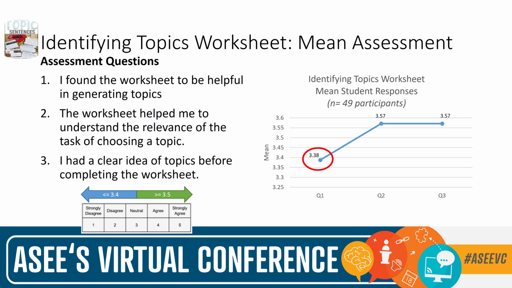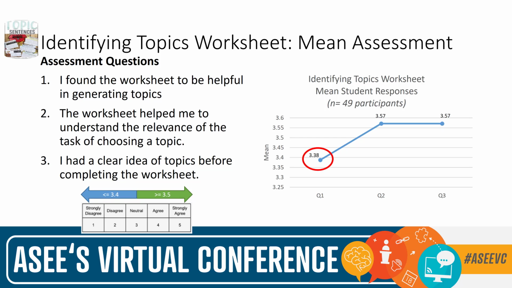49 students completed the Identifying Topics worksheet. The mean value for each question ranged from 3.38 to 3.57. A mean value between 3 and 3.9 corresponds to a neutral response on the Likert scale. For this study, a neutral value of 3.5 or higher is considered a favorable response, leaning more towards agree. A neutral value between 3 and 3.4 is considered leaning more towards disagree.